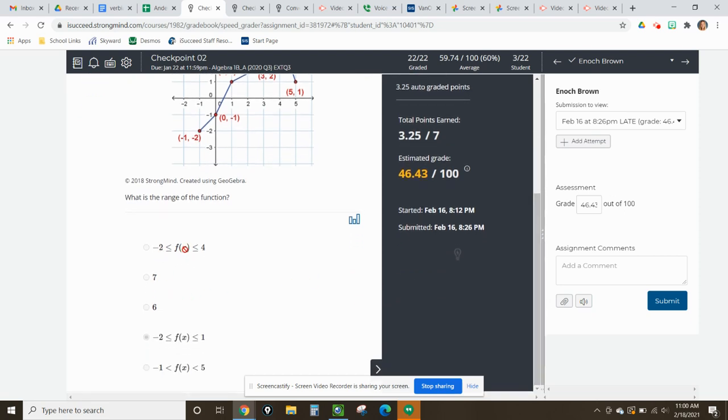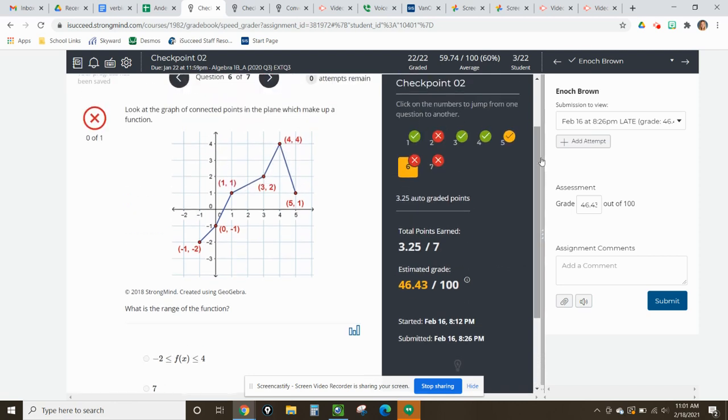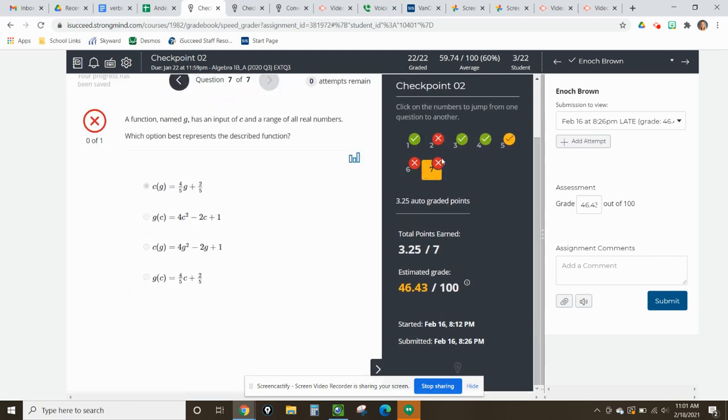And so right here, it's saying that my range would be from -2, so anything greater than or equal to -2, up to less than or equal to 4. So right here, this is from -2 to 4. So that's what you should have selected there. Let's look at the other one that you missed.